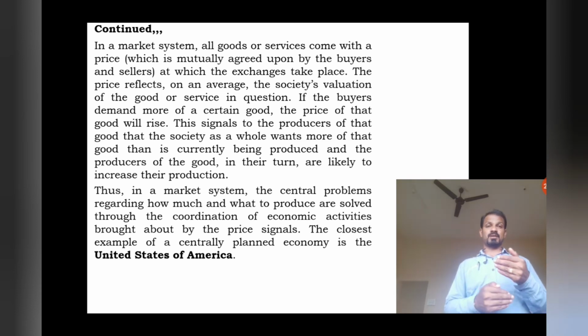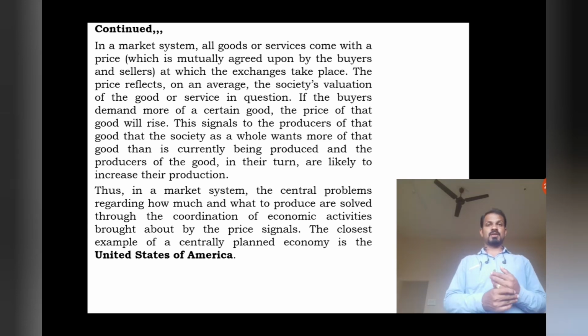It means if buyers are showing more demand, the producer gets a signal that society as a whole is demanding more of certain goods, so the producer can produce more. If we are not showing demand for a particular good, the producer gets a signal that society does not desire to purchase such goods, and the producer can decrease production. Here we can resolve the problem of what to produce.